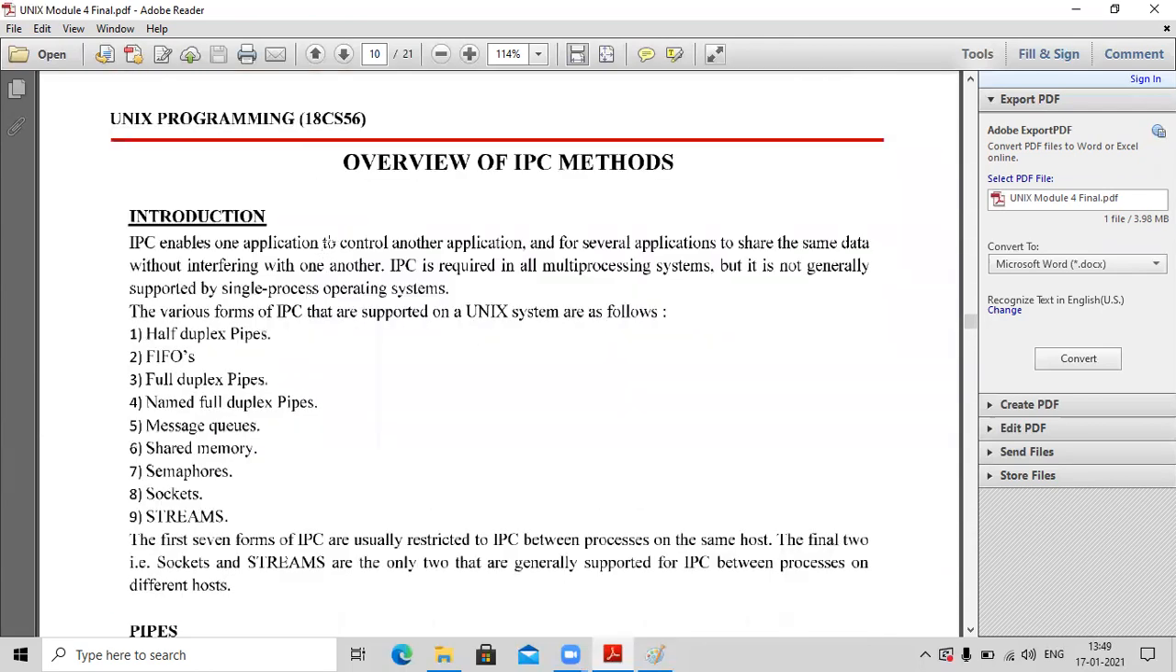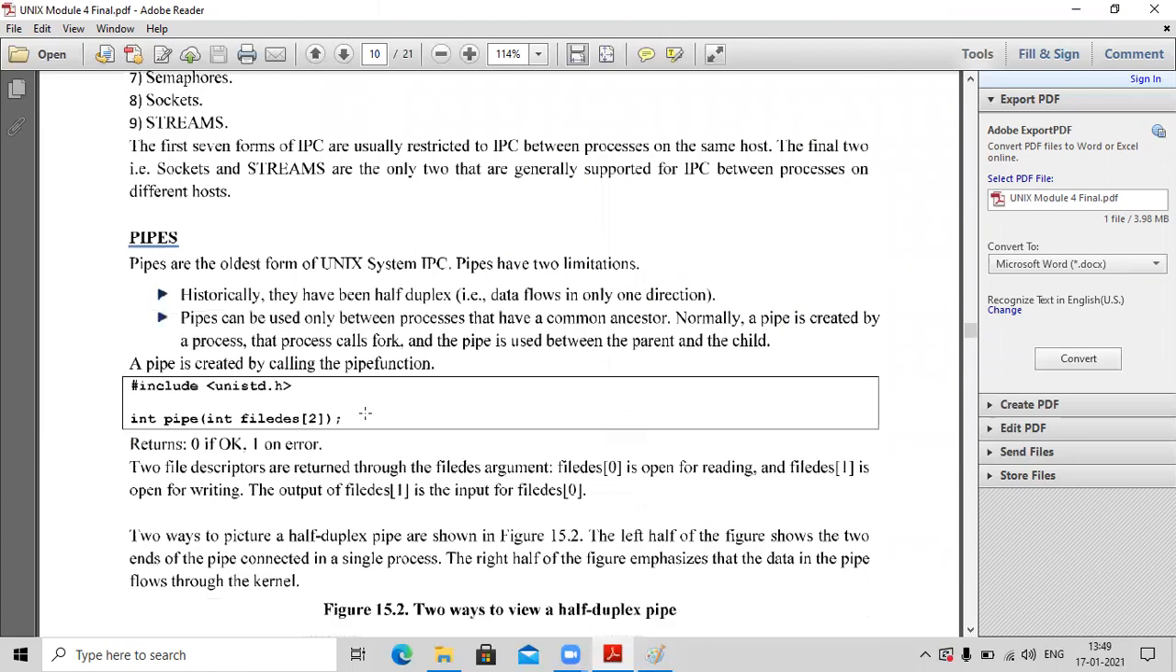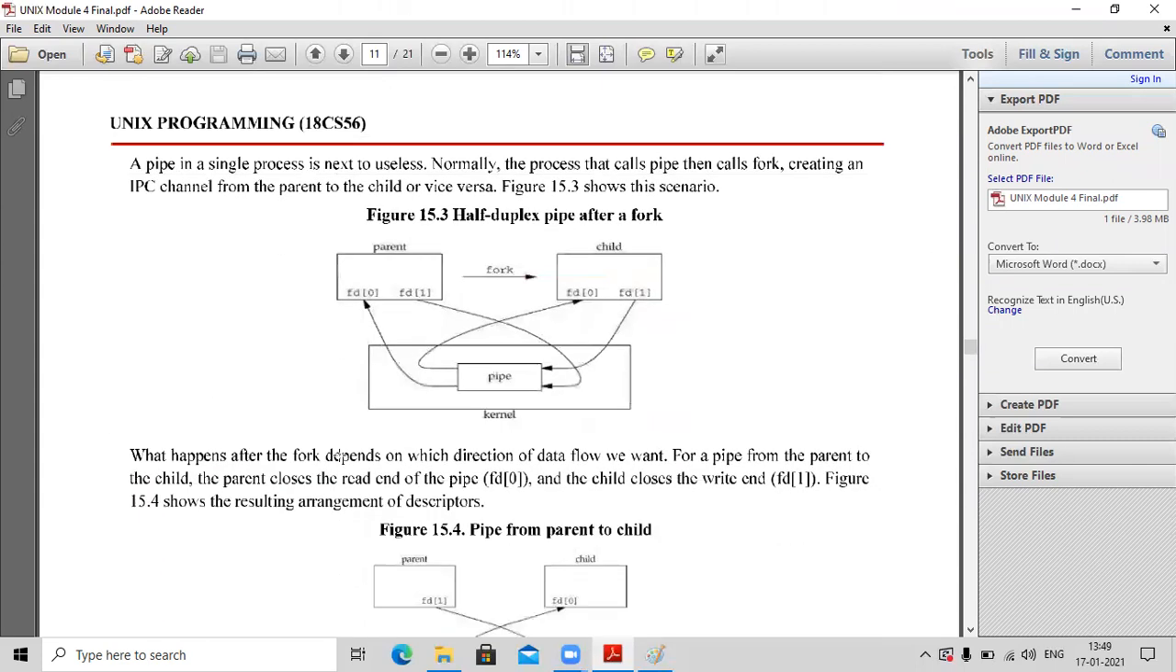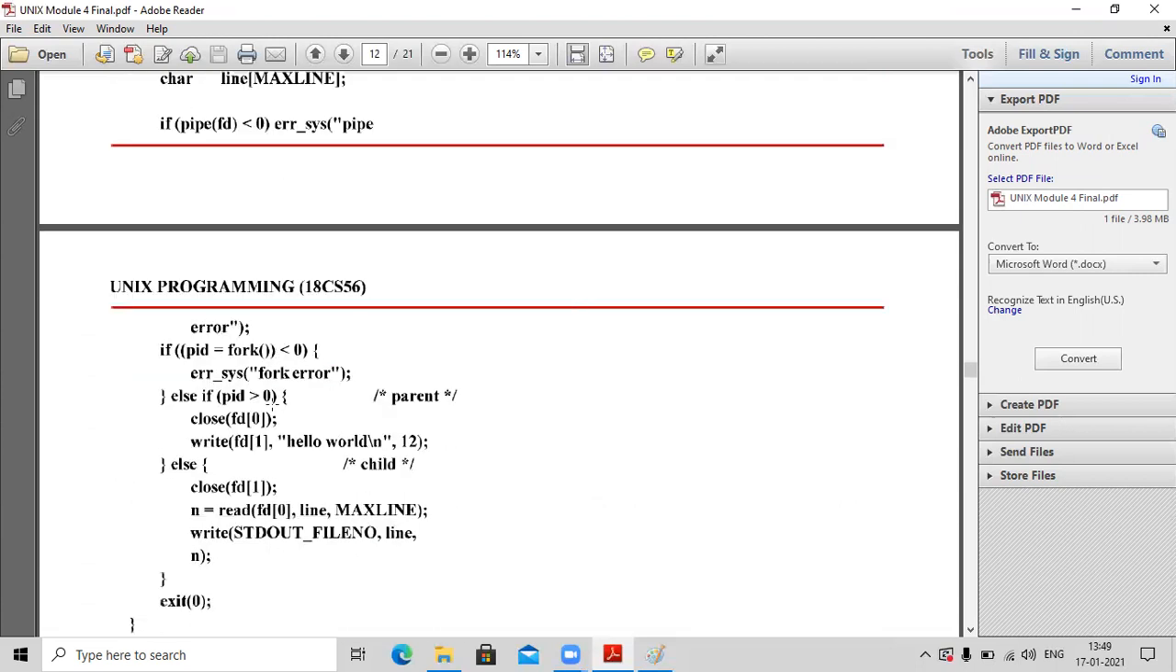In this presentation session, we covered what is IPC, what are the different forms of IPC, what is a pipe, the two major limitations of pipe, how you can create a pipe, and how two file descriptors are used to write content into a pipe and to read content from the pipe. Lastly, we saw a simple program to create a pipe, write content to the pipe, and finally read the content from the pipe.